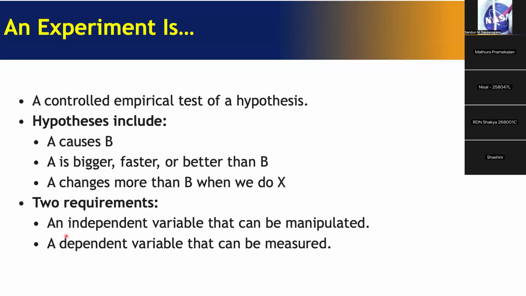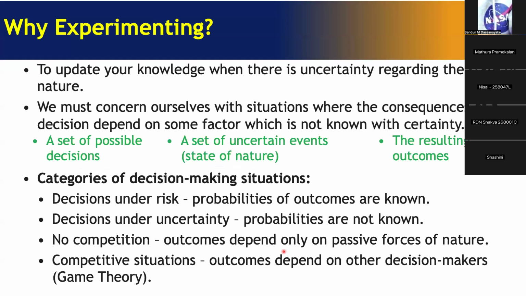So there are requirements, an independent variable that can be manipulated. So what we did was, in this experiment, we kept the particle size distribution the same. So that's the independent observation. So that doesn't change. It is the one that we keep, and with time the structure changes. So a dependent variable that can be measured. So we measure the pressure, and we observe the pore structure to connect the connectivity between our hypothesis and what we observe. So why do we experiment?